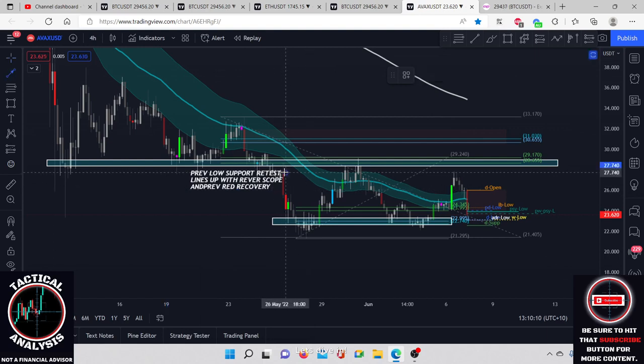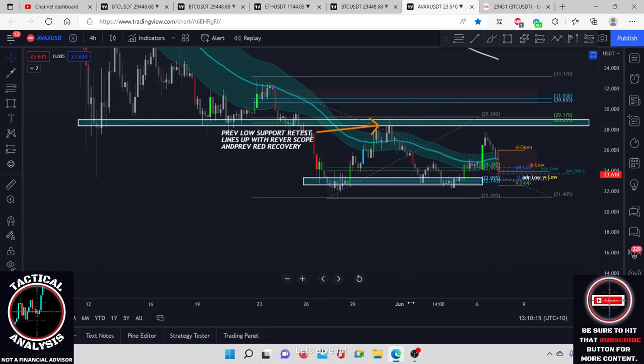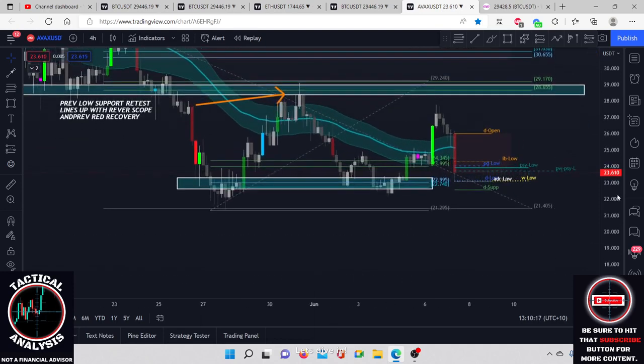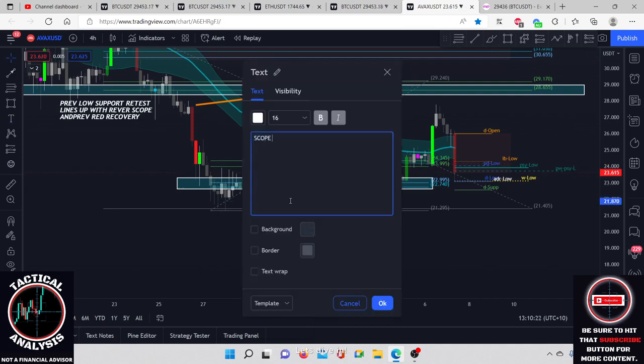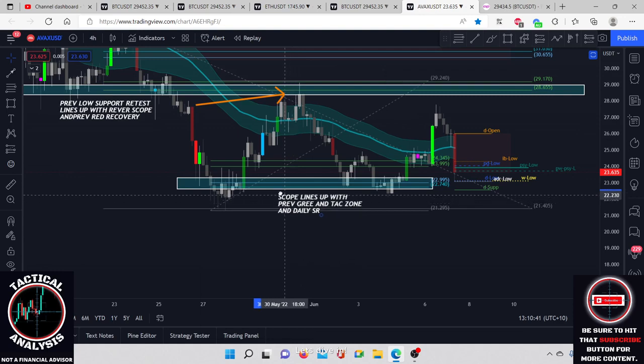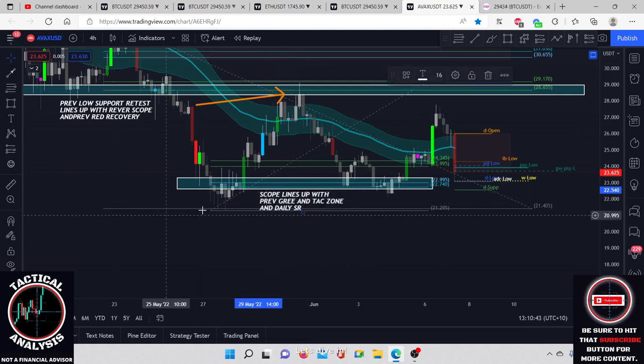Okay, let's just keep going. Then I'm gonna let you go. I'll put this chart in the Discord later. Okay, let's look at this. Okay, down here, paint our pictures, guys. Here we go. Let's put the text here, right? Okay. Scope lines up with previous green attack zone and daily SR. Oops. And daily SR. Bang. Right here. There you go.